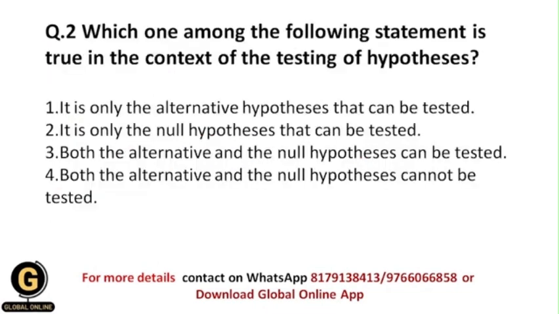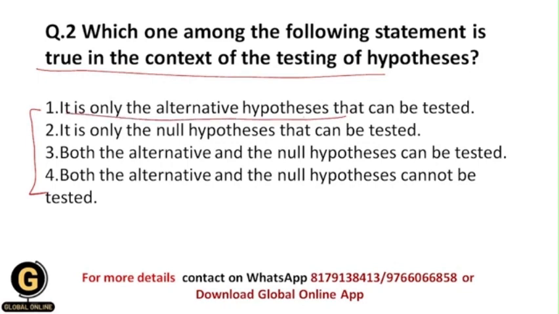Next is, which one among the following statements is true in the context of the testing of hypothesis? Among these options, which is the statement that is true with regard to the testing of hypothesis? It is only the alternative hypothesis that can be tested. So whenever we test the hypothesis, at that time we only test the alternative hypothesis.